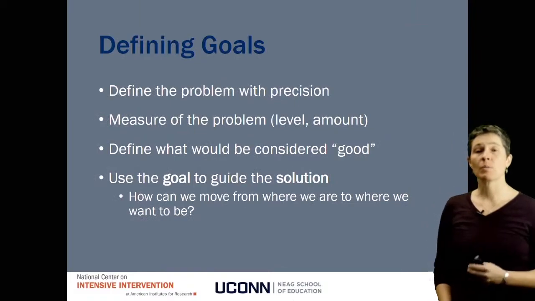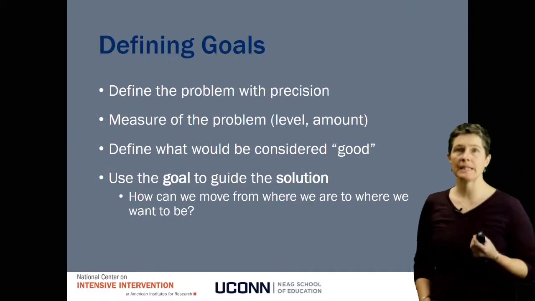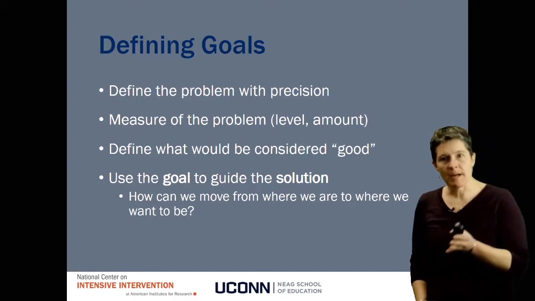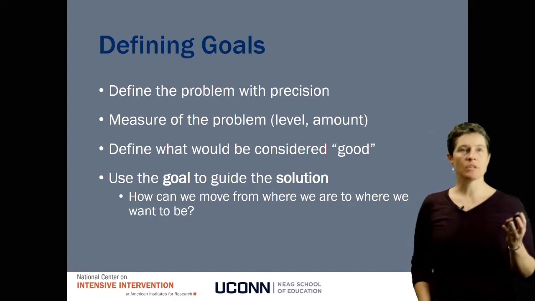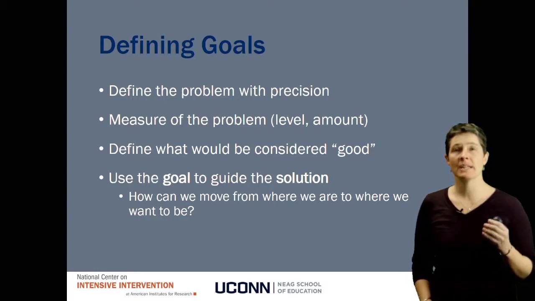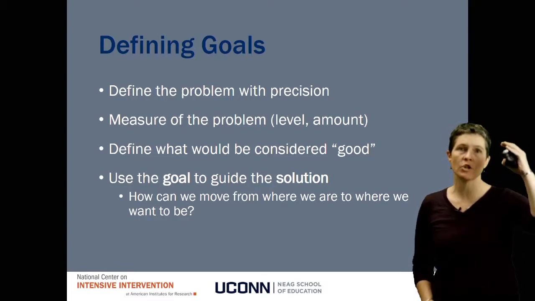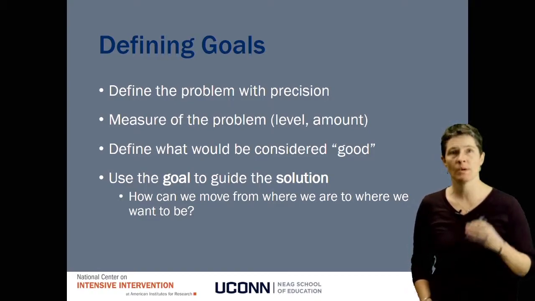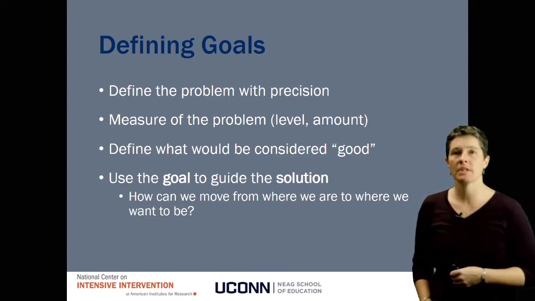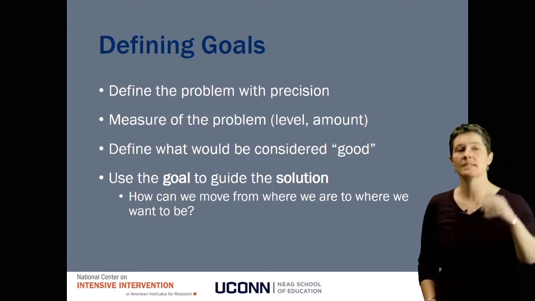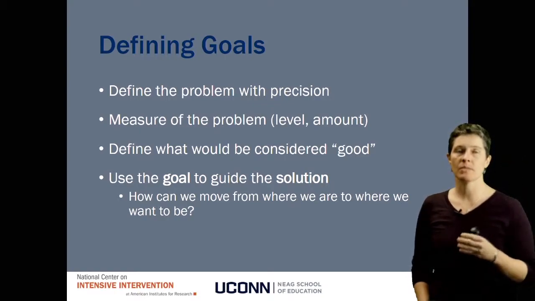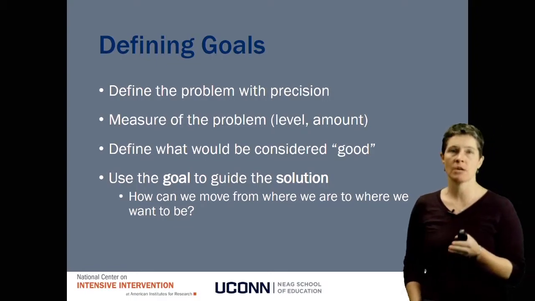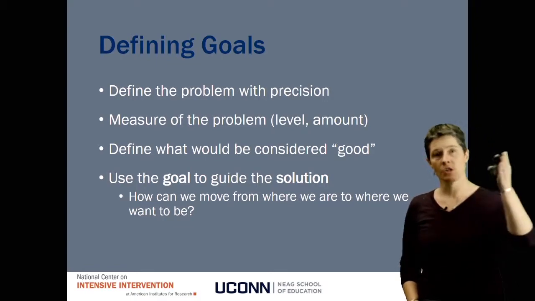All right, when we're defining our goals, we want to think about defining that problem with precision. Think about how we measure the problem, what the level or amount of the problem behavior is that's happening, and then think about what we would consider good, being as realistic but challenging as possible. We want to set a high bar, but make sure it's one that our students can reach. So what would we consider improvement? And then set the goal around that, and use your goal to help guide the solution. How do we move from where we are to where we want to be?